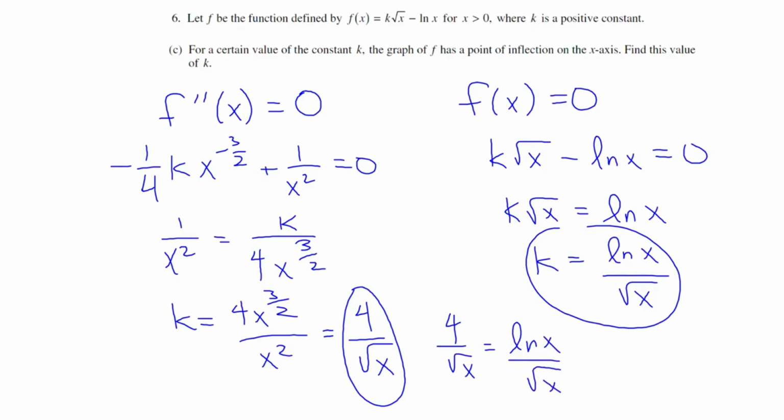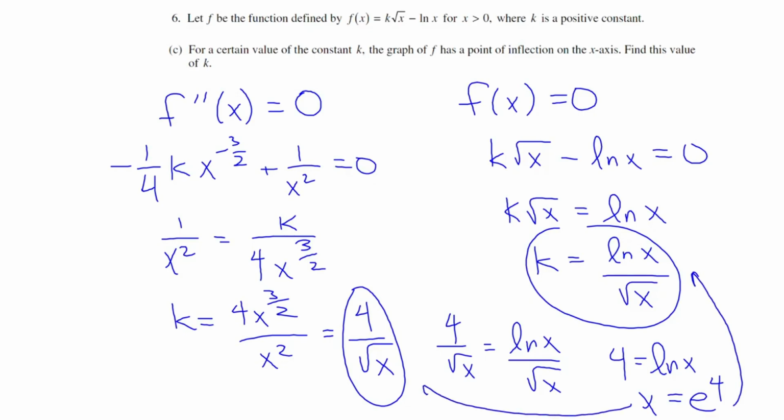Obviously, the root x's there don't really matter. We can just say 4 is equal to ln x, that means x is equal to e to the 4th power. And we are asked to find the value of k. So that means we're going to just plug that back into either one of these. It doesn't matter which one, because we'll get the same thing. We'll get k is equal to 4 over the square root of e to the 4th. Well, the square root of e to the 4th is e squared.